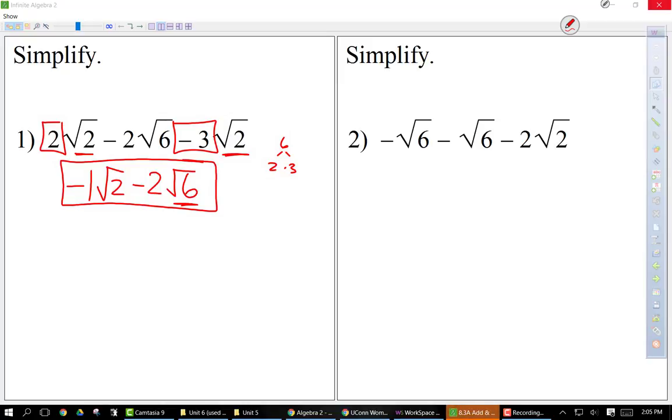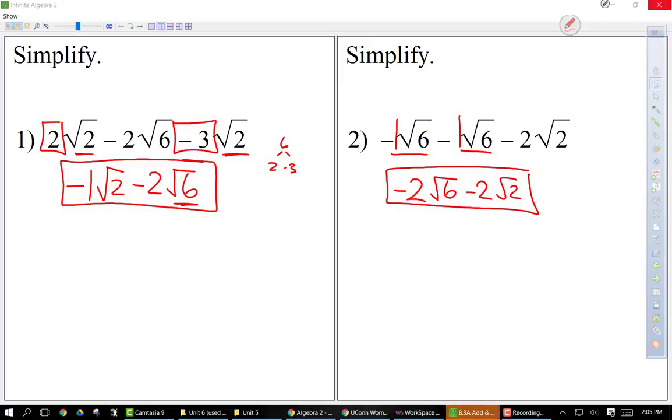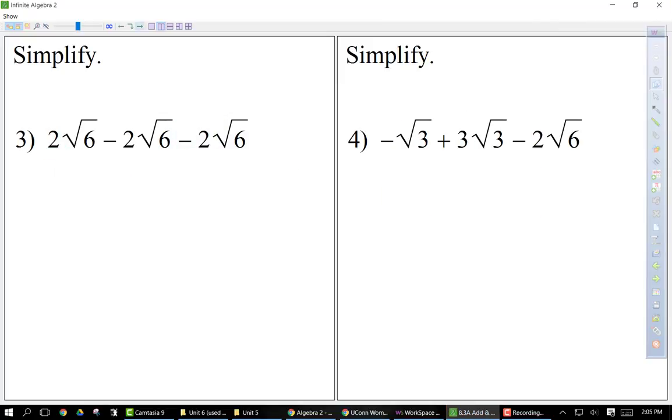This number 2 here, what do I see that's the same? Square root of 6, square root of 6. So -1, -1 gives me a -2 square root of 6, minus 2 square root of 2. Guess what? I'm done. Man, this is complicated stuff. Go ahead and try these 2. Pause and then play.